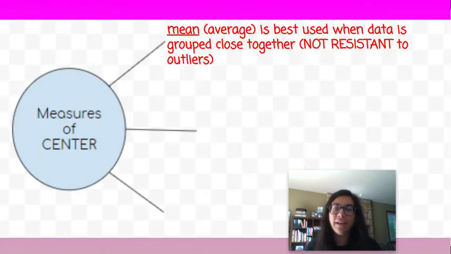Mean, which we know as the average, is best used when data is grouped close together. So if there's no outliers, there's nothing surprising about the data, and we'll look at examples of that. When there is outlier behavior in a set, mean is not always the best measure. It's not always the most responsible measure because mean is not resistant to outliers, and I am going to show you what I mean by that.